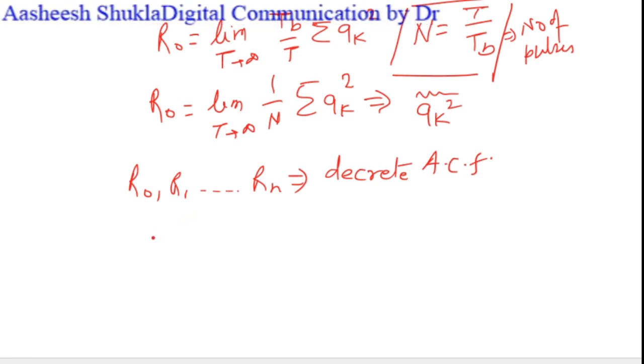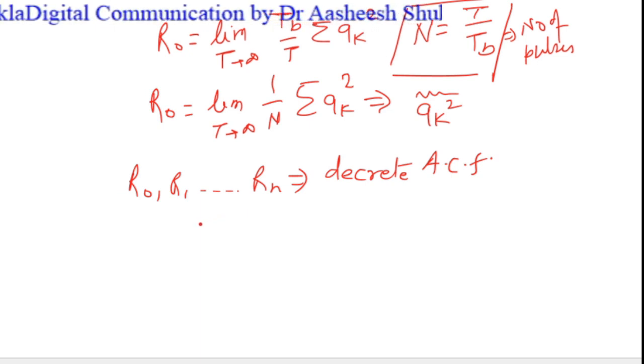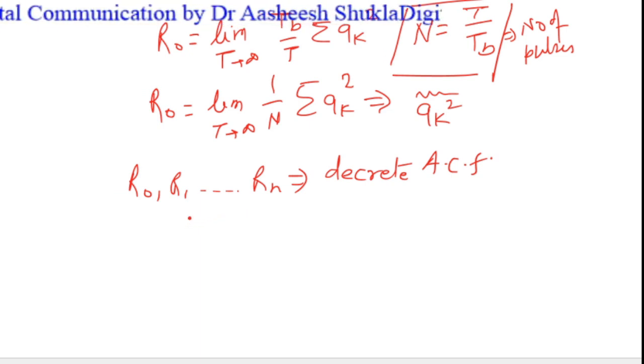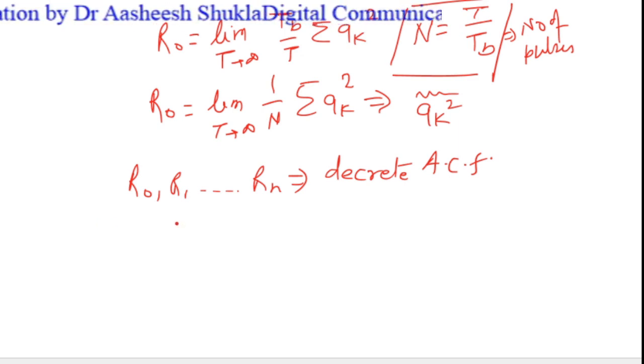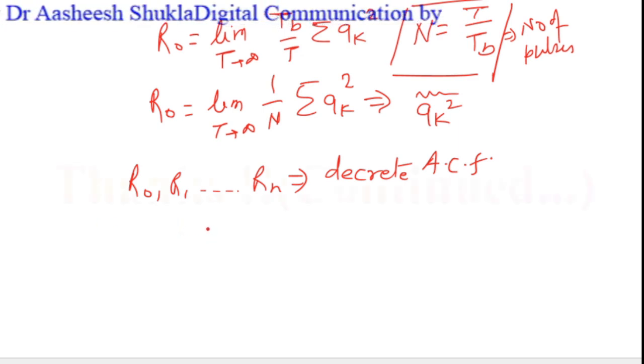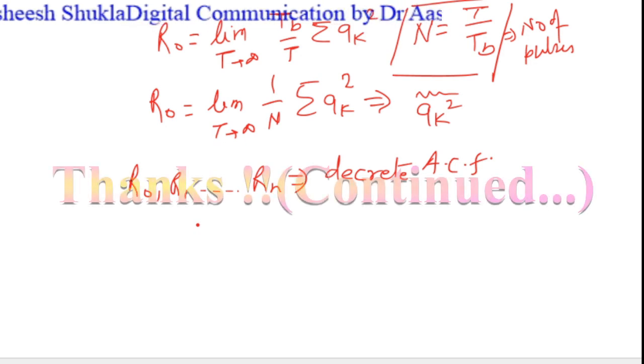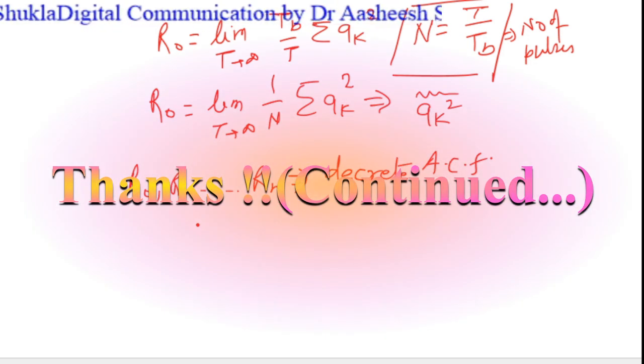So we'll see the calculation of R1 and R2 in the next lecture, because I don't want the lecture to be long. It should not lose the interest. So till now we have calculated the value of R0, and the calculation of the value of R1 and the rest of the things we will see in the next lecture.